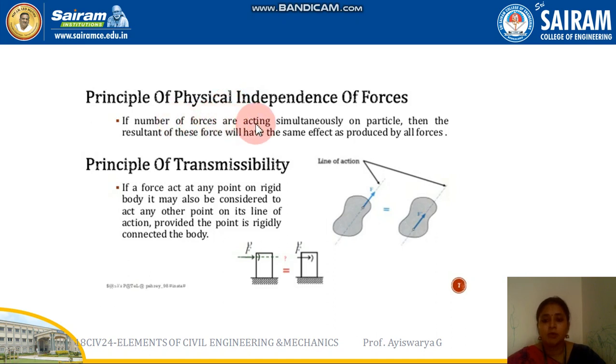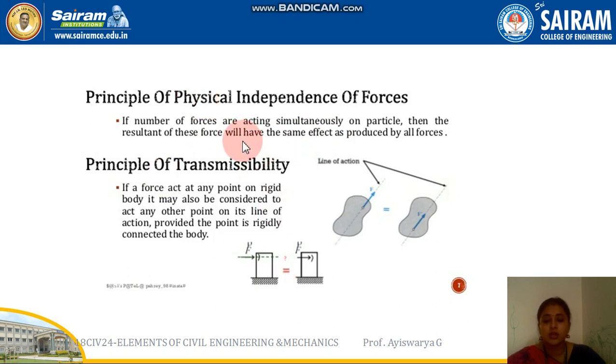If a number of forces are acting simultaneously on your body, the resultant of these forces will have the same effect. The resultant is different, but one force will not be affected or altered by other forces acting on the body. That is called the principle of physical independence of forces, and the resultant of all the forces will have the same net effect. For example, the sum of all the forces is equal to the resultant force.